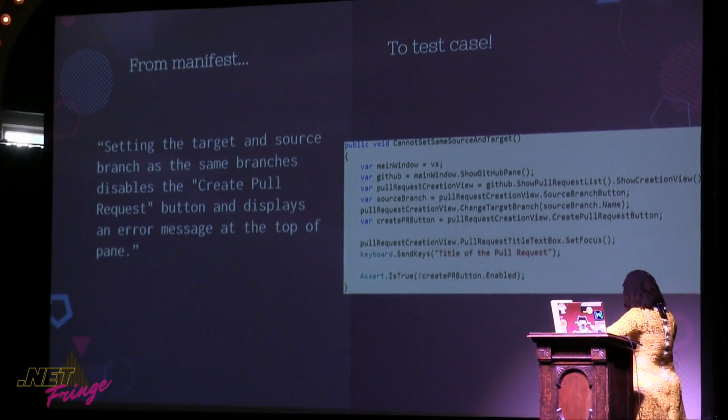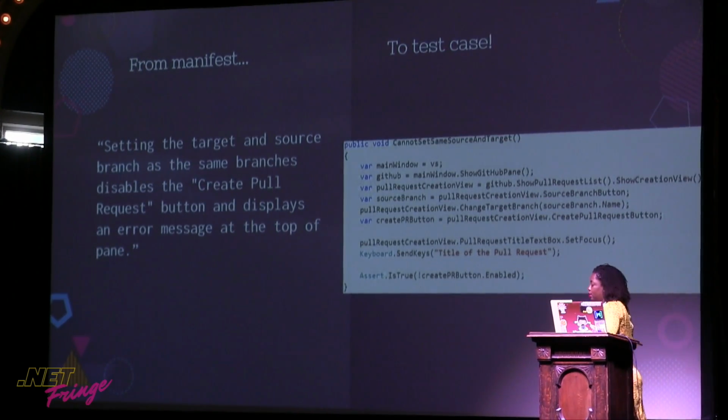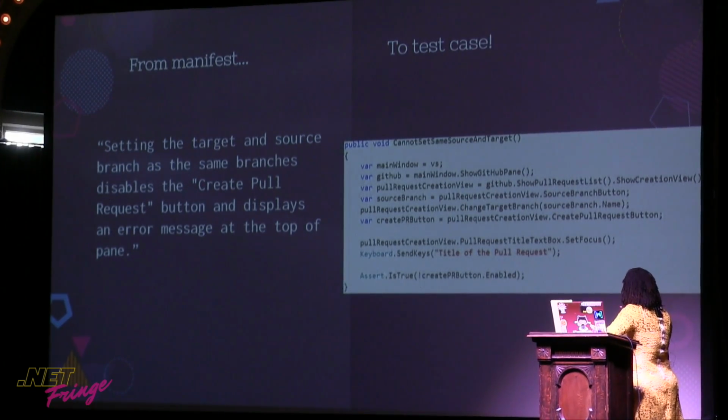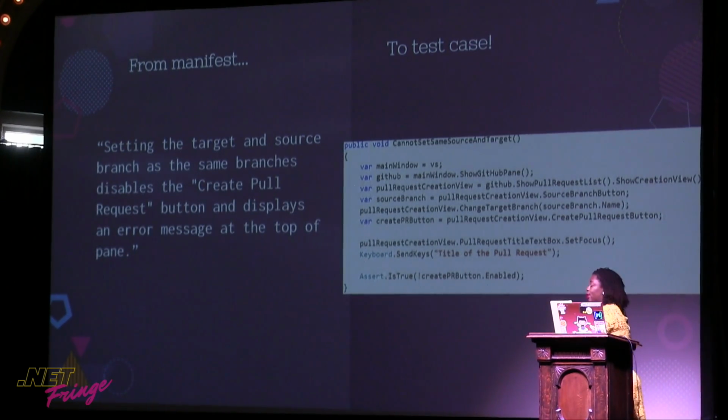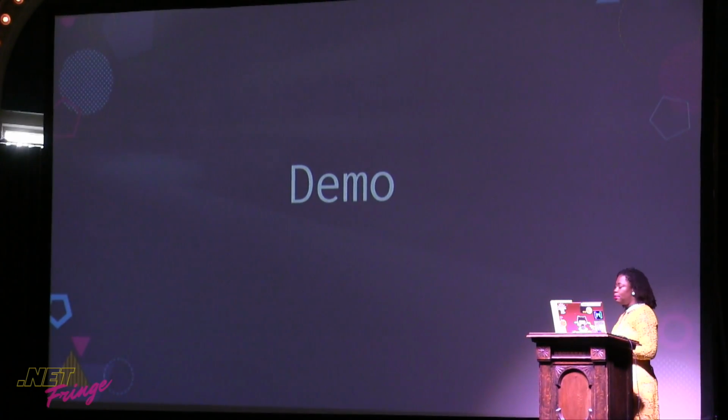So this test is making sure that when you get to the create pull request pane or view, you switch the branches to be the same, and when you type in the title of the pull request, because that's all you really need to make a pull request, the create pull request button is not enabled, because you shouldn't be able to make a pull request when you have two branches that are the same. So I'm going to run a demo of how that works.